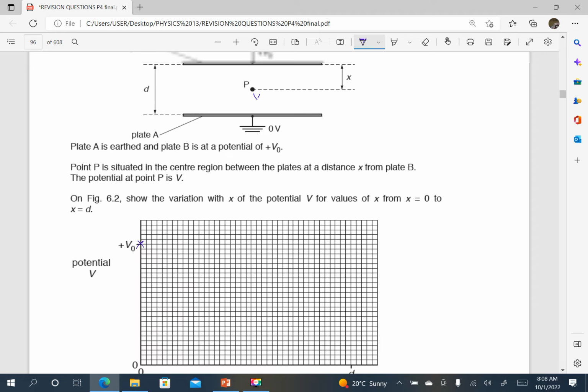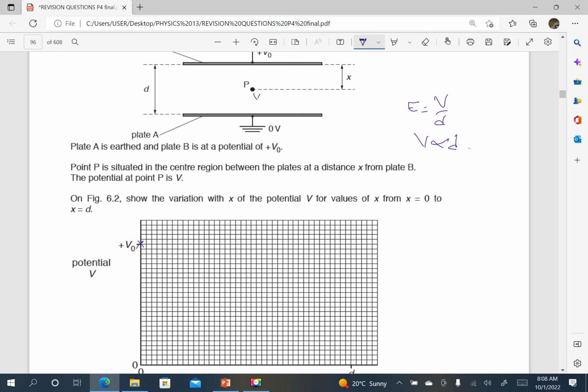And this is a uniform field because these are parallel plates. That means acceleration is constant, the force is constant, so the velocity increases or decreases by equal amounts in equal time intervals. We know that E is equal to V over d, which means V is going to be directly proportional to distance.